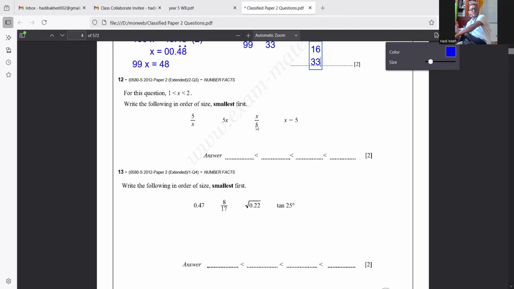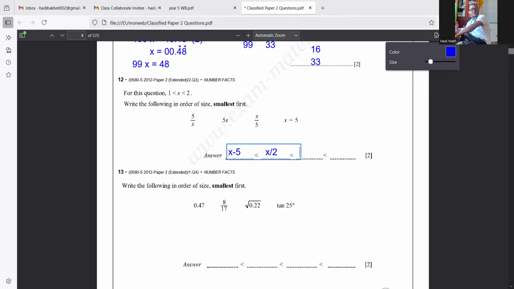And this x over 5 is going to be small, but x minus 5 is going to be negative, because any number less than 2, when you subtract 5 from it, the answer will be negative. The negative number, as we know, is the smallest number. So this will be x minus 5. Then the second one will be x over 5, because it's a number between 1 and 2. When you divide it, it will be a decimal less than 1.